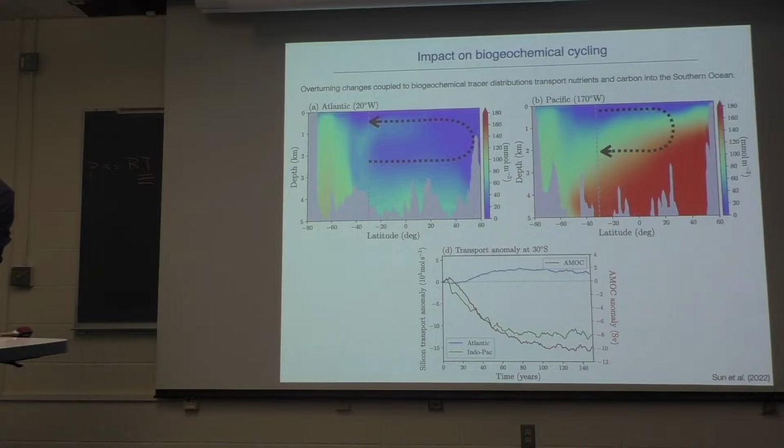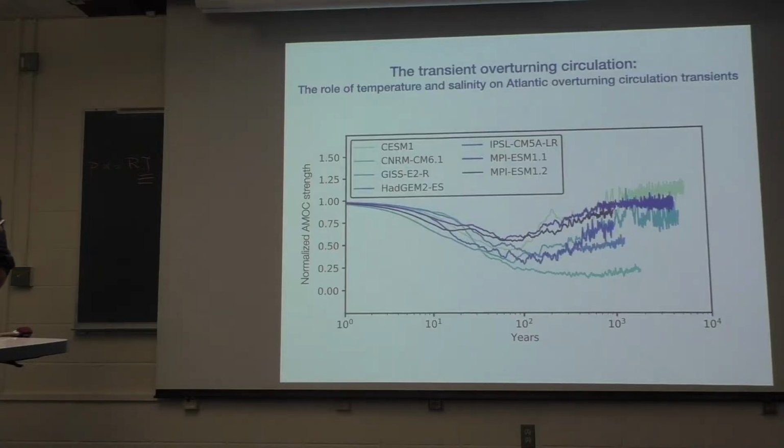Okay, so let's get to the last part, and this one I think will be a little bit shorter. I'm going to address this somewhat head on. What is the role of temperature and salinity? Now we're going to focus a little bit more on just the Atlantic, so Atlantic overturning circulation transients.